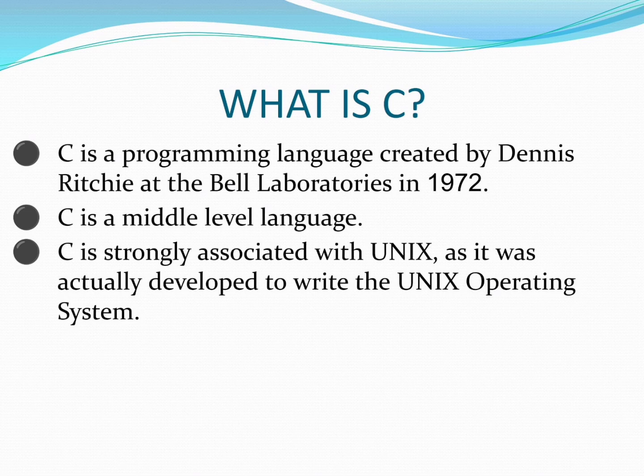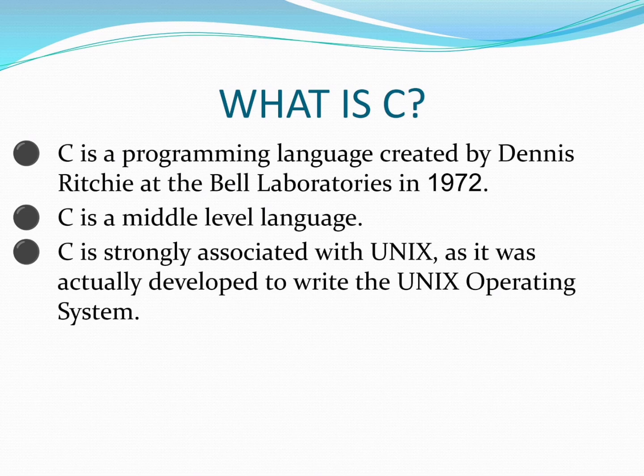So C is a middle level language. This means that C is somewhere in between the high level language and the low level language. That is, it has the positive impacts of both high level as well as low level language. What are those positive impacts? Just like a high level language, C can be understood a little. For example, to display a message on the screen in C, you write printf. From the word printf, you can understand that it is meant to print something on the screen.